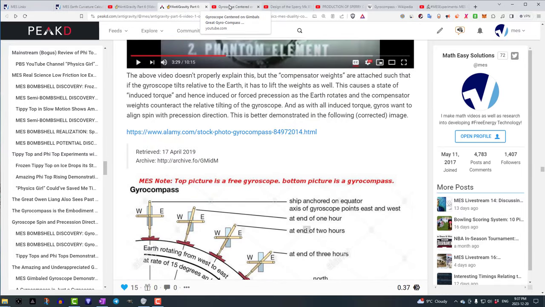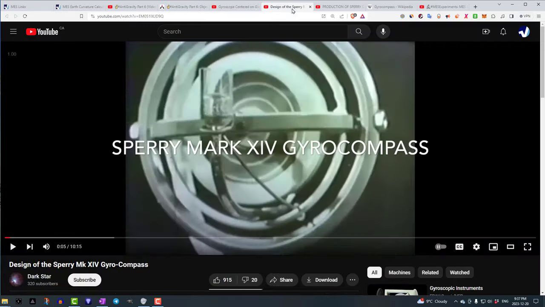Actually, this one right here. So this is the World War II, and it shows the comparison. There's a compensator weight. It's filled with liquid mercury, on the miniature mercury wheel of a gyroscope.